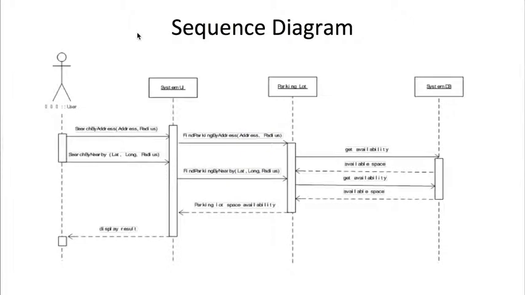Then we talk about the sequence diagram. The user can search a parking lot by address on the system interface by inputting the address and radius. Then the parking lot system sends data to the system database. The database returns the parking lot availability and displays it to the user on the system interface.